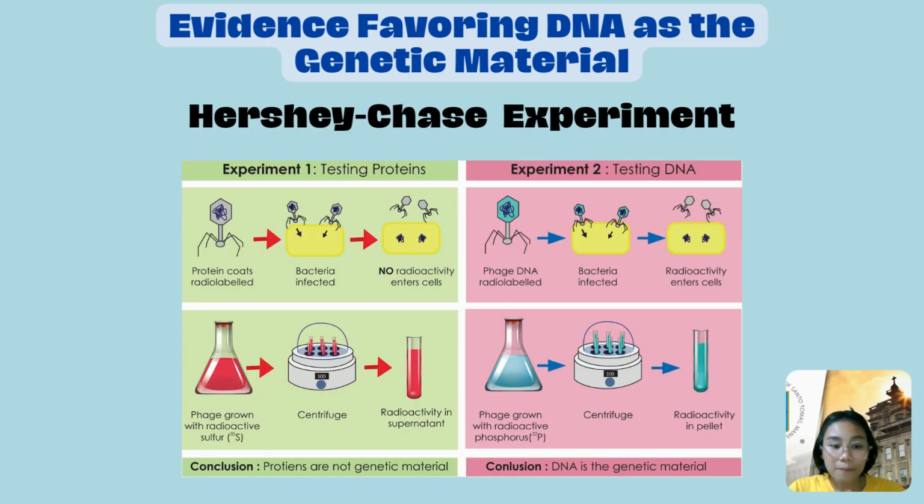The results: bacteria infected with 32P-labeled phages contain radioactive DNA, whereas the bacteria infected with 35S-labeled phages did not contain radioactive protein. So, Hershey and Chase concluded that DNA, and not protein, is the genetic material that is injected into the bacteria by phages and directs the production of new phages. This provided definitive evidence that DNA is the molecule responsible for heredity.